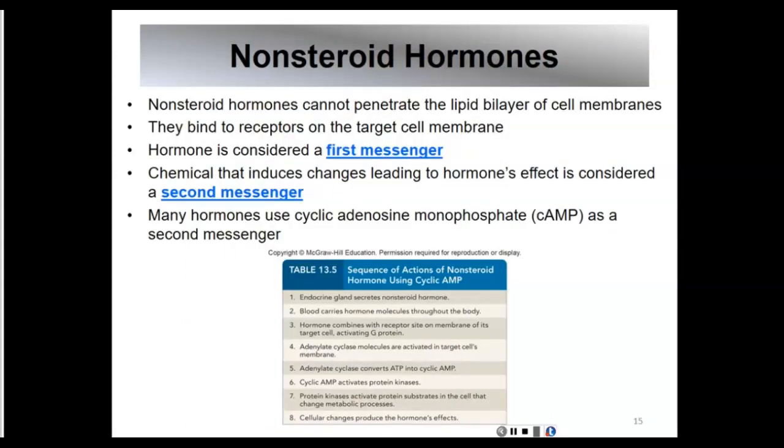Non-steroid hormones cannot penetrate the lipid bilayer because they are not made of lipids. They bind to the receptors on the surface, and so a hormone is considered a first messenger. The chemical that induces changes leading to hormonal effects is considered a second messenger. Many hormones use cyclic adenosine monophosphate, or cAMP, as that second messenger.